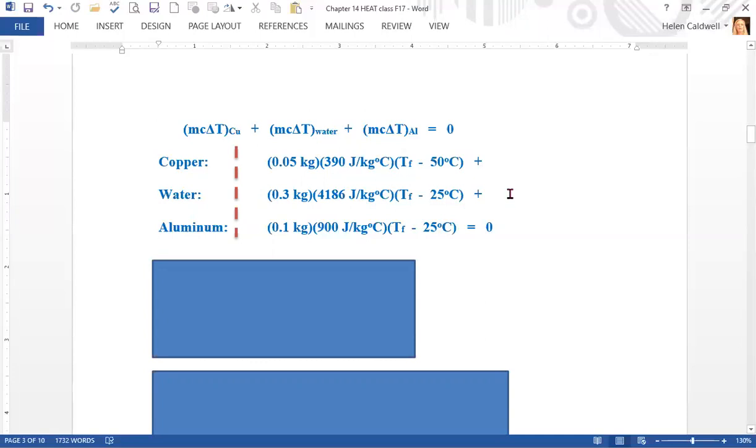So plus those same things, but for the water. So 0.3 kilograms times 4,186 joules per kilogram degrees Celsius times T final minus 25 degrees Celsius. And then notice there's a plus. Now for the last term, it's for aluminum. So 0.1 kilograms times 900 joules per kilogram degrees Celsius times T final minus 25 degrees Celsius. And it will equal 0.